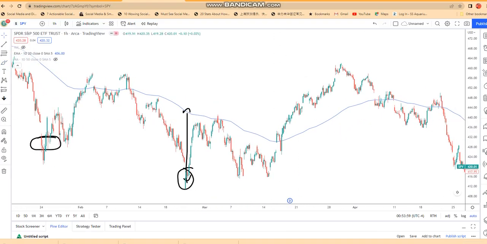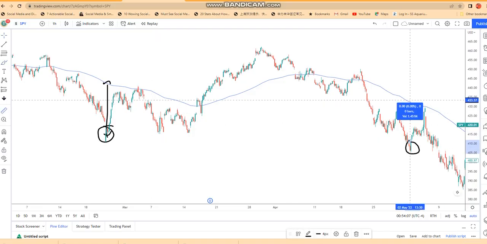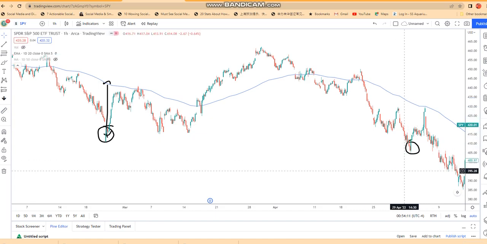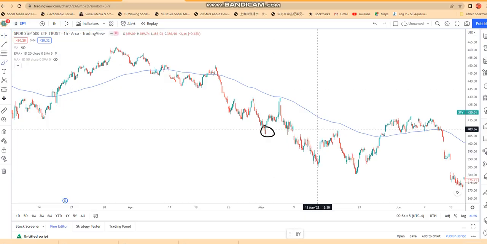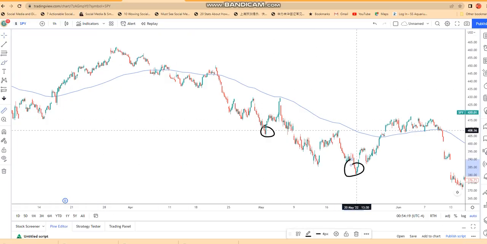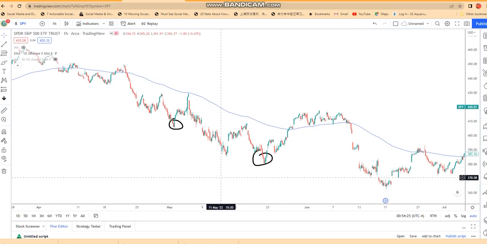I will never ever buy here or here or here. Where else will I buy? I might be buying here, because from here to here, this is about 6%. This is already in May. Since I bought already, if I want, I can buy more, maybe somewhere here, not because it recovered, but because at this point you can see that this is already 7%. What else?